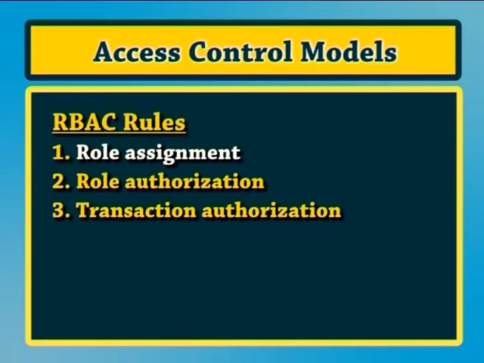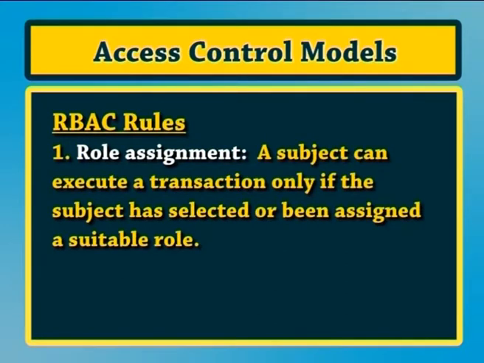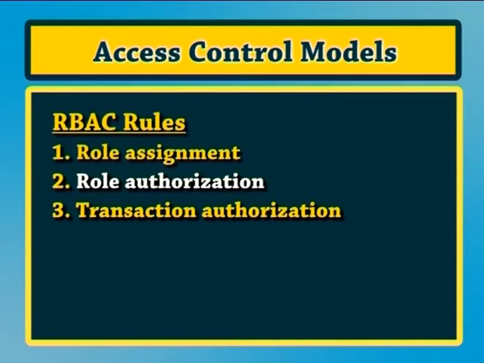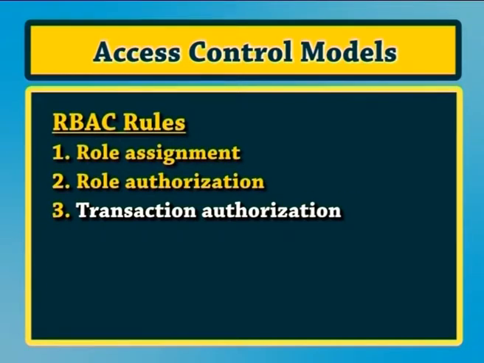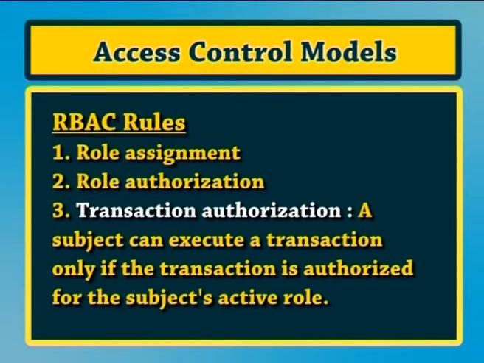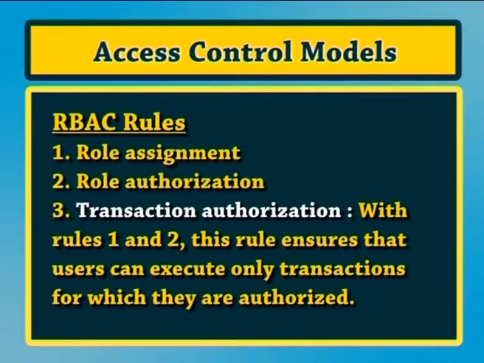Number 1, role assignment. A subject can execute a transaction only if the subject has selected or been assigned a suitable role. Number 2, role authorization. A subject's active role must be authorized for the subject. With rule 1 above, this rule ensures that users can take on only roles for which they are authorized. Number 3, transaction authorization. A subject can execute a transaction only if the transaction is authorized for the subject's active role. With rules 1 and 2, this rule ensures that users can execute only transactions for which they are authorized.